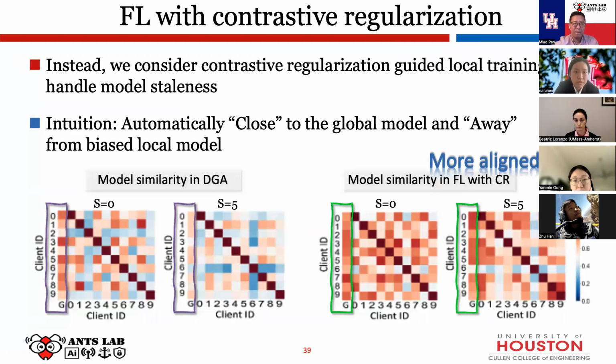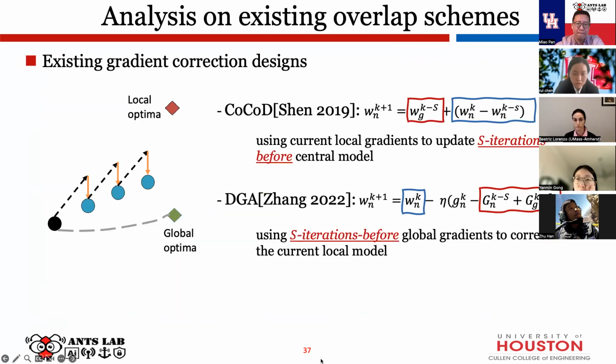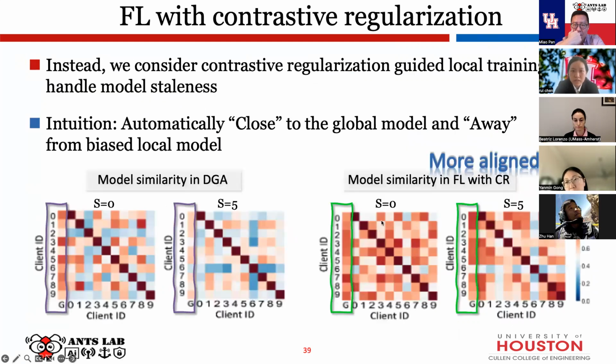Yes, in the literature there are works using gradient correction. They are able to derive a convergence analysis to show the impact of the staleness on the model convergence. For the feature alignment, I think people are still studying the theory so far. There's no official theoretical convergence analysis for the feature alignment.